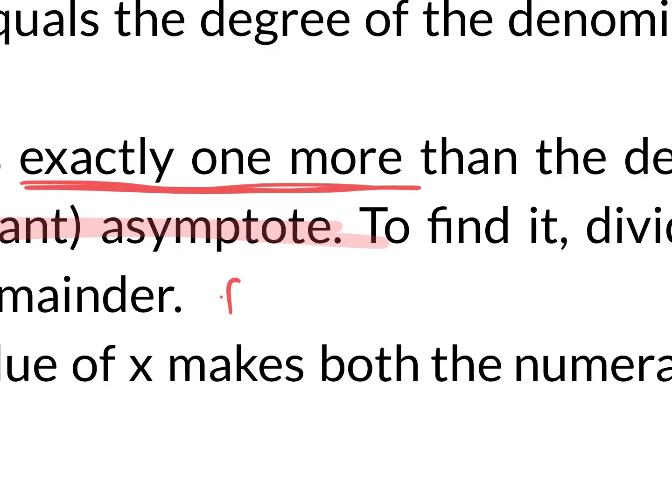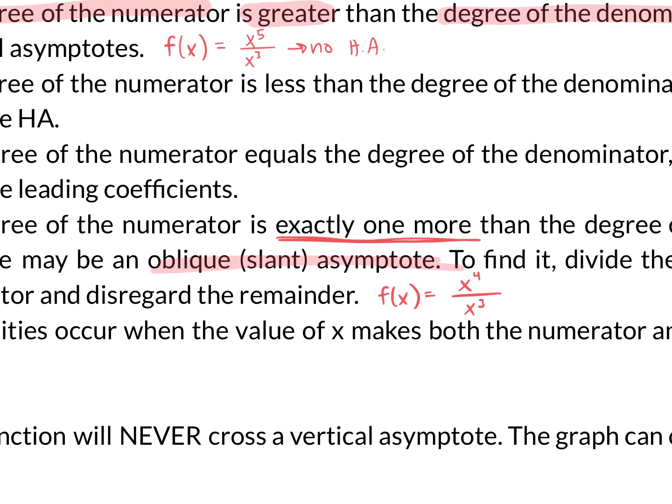so for example, f of x equals x to the 4th over x to the 3rd, or you might have some other things with that. It could be like 4 plus x to the 4th. But if the degree is 1 more than the degree in the denominator, you would have to divide it to find out if there is an oblique asymptote, which we'll get into more examples in a bit.